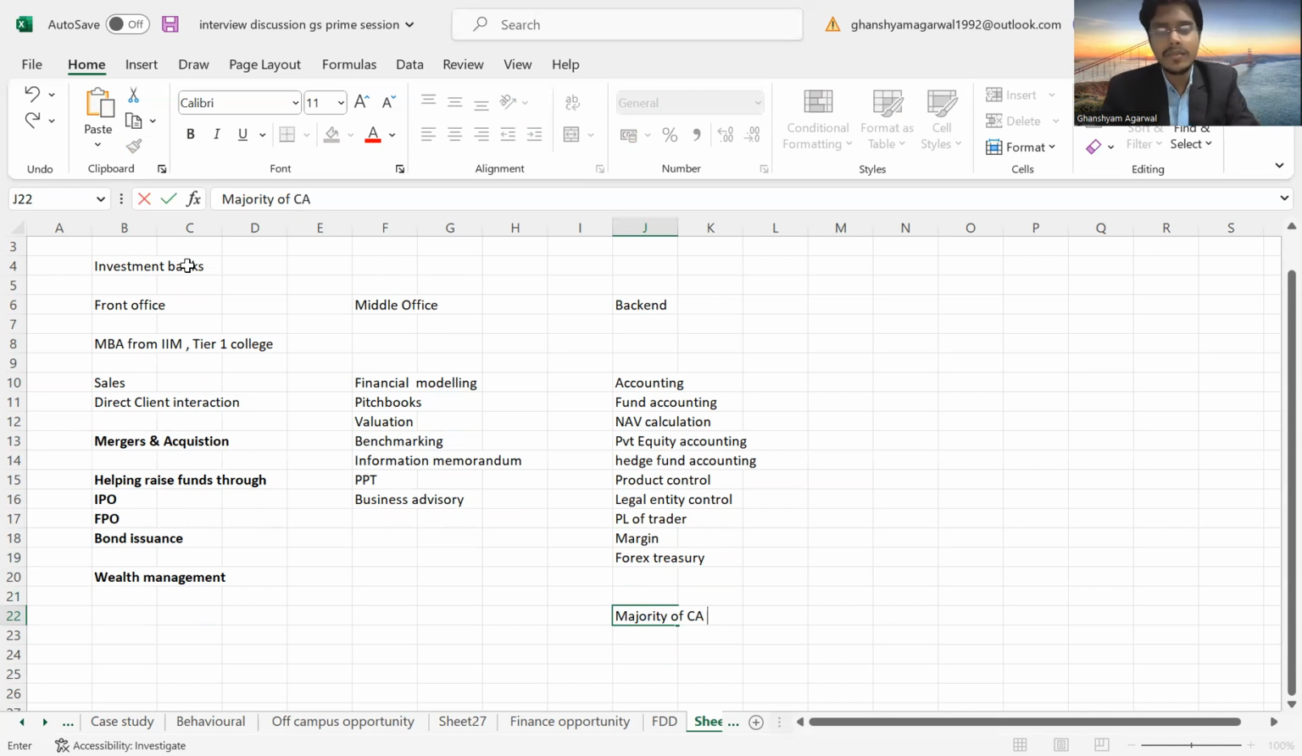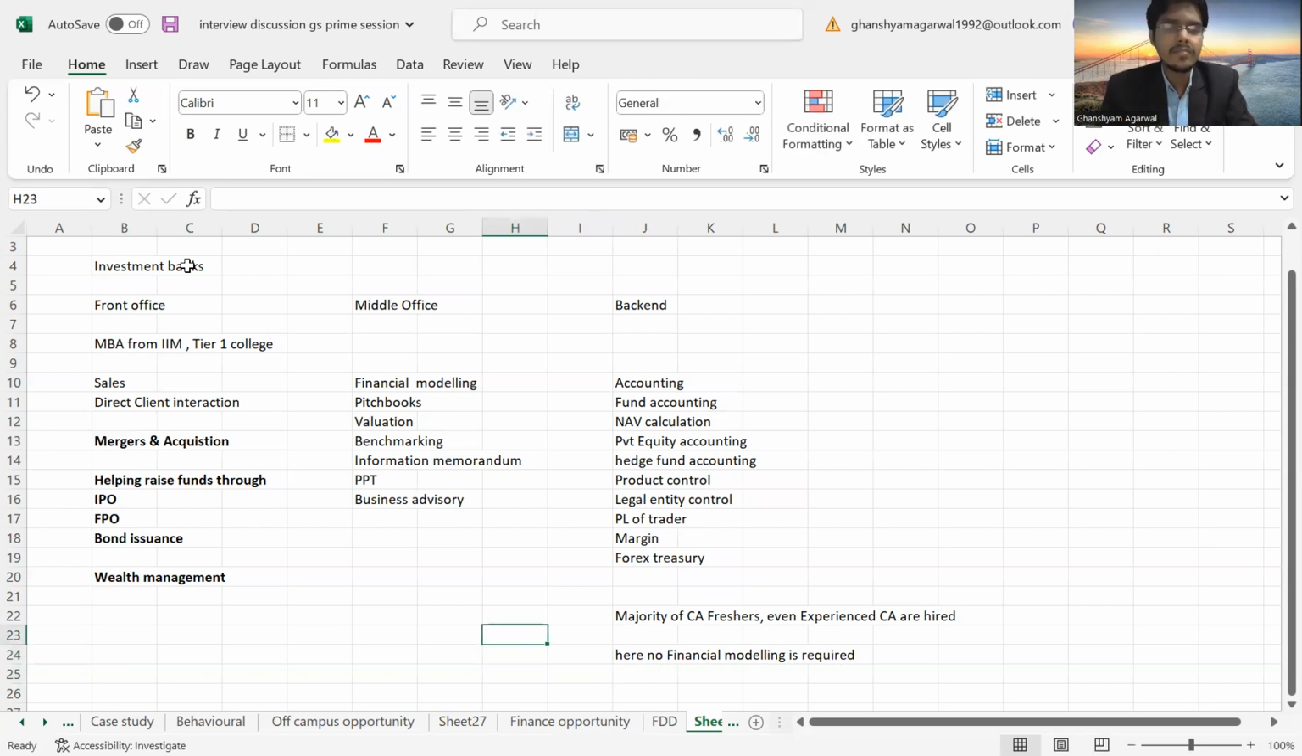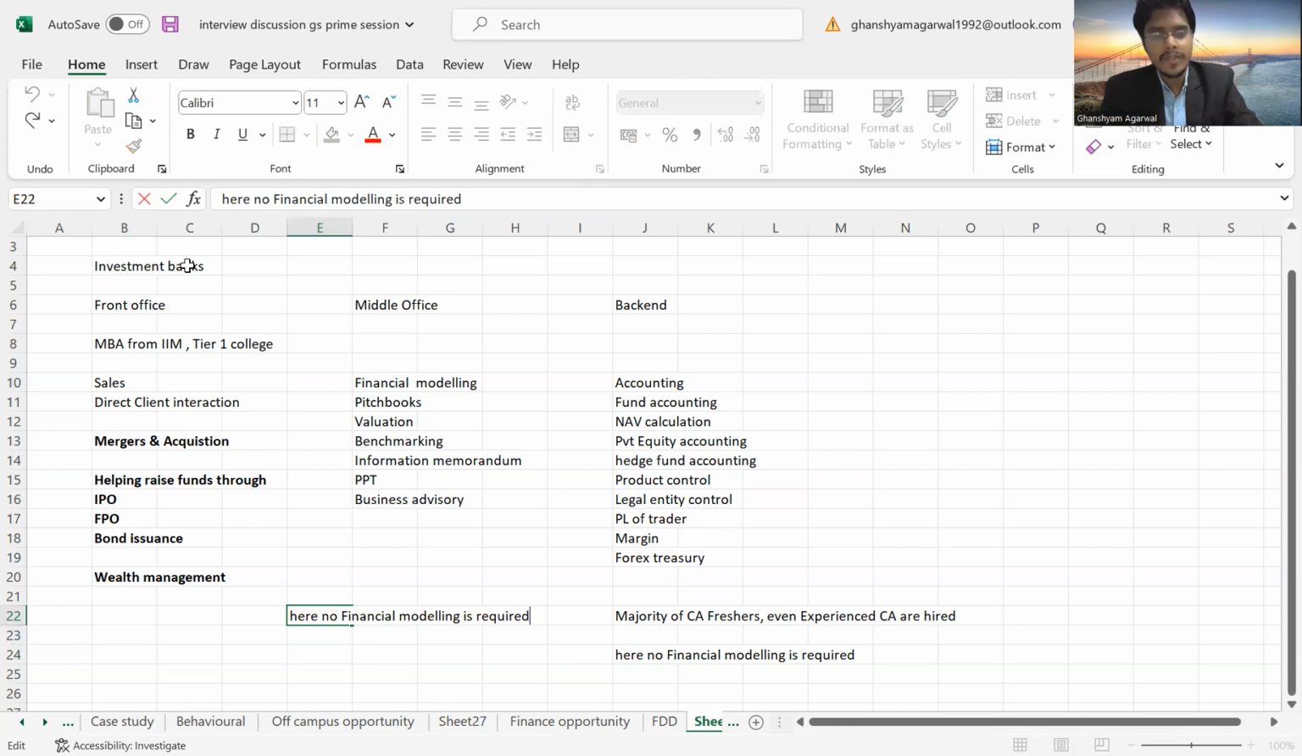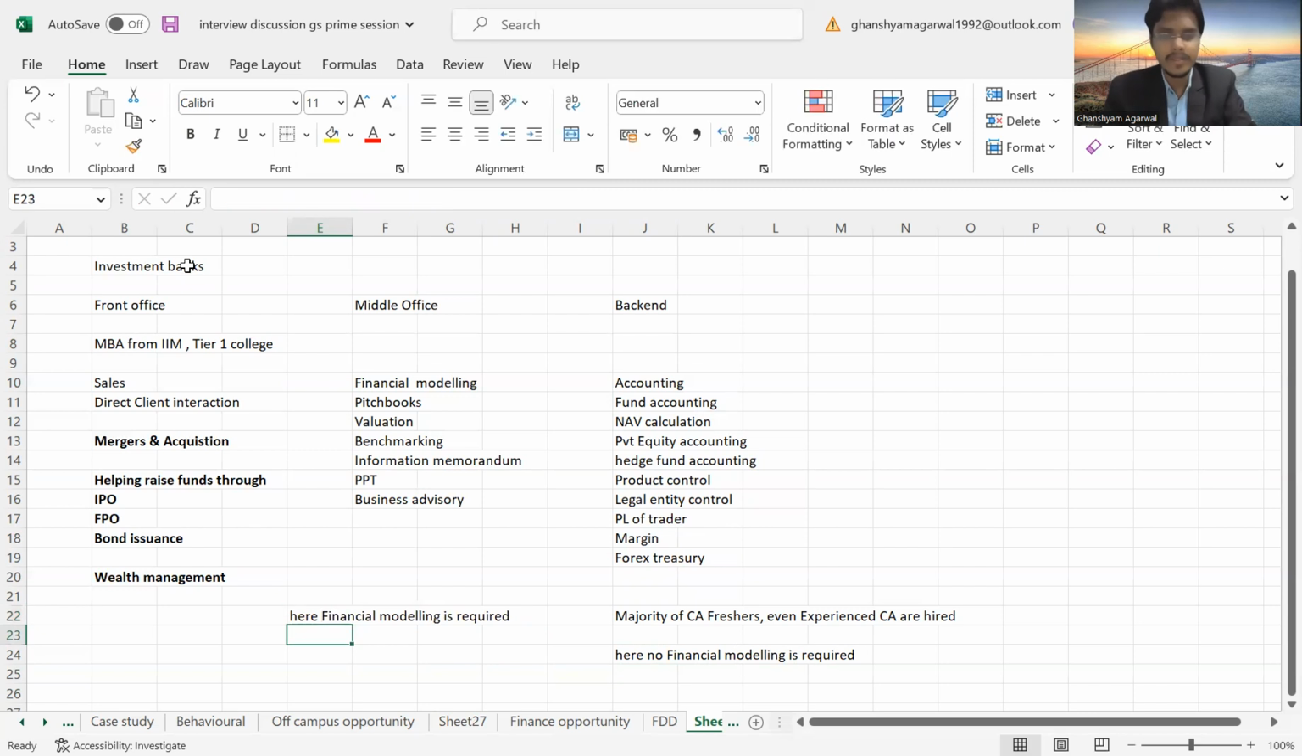Now, the majority of CAs are hired in this role. The majority of CA freshers, even experienced CAs, are hired here. Now here, no financial modeling knowledge is required, as they say, but in the middle office you definitely need financial modeling to get in. Okay, a majority of the roles for CAs are in the backend. Some are there in this.